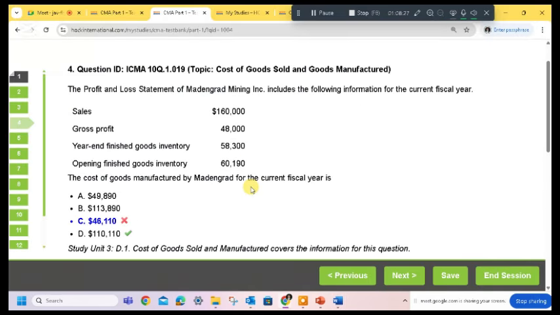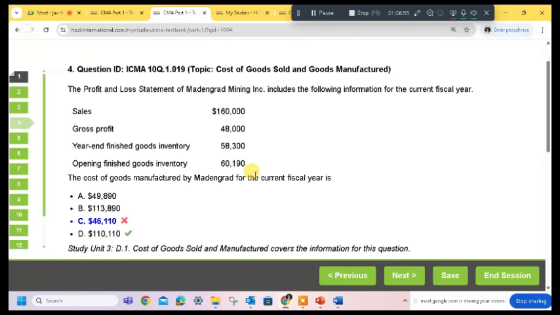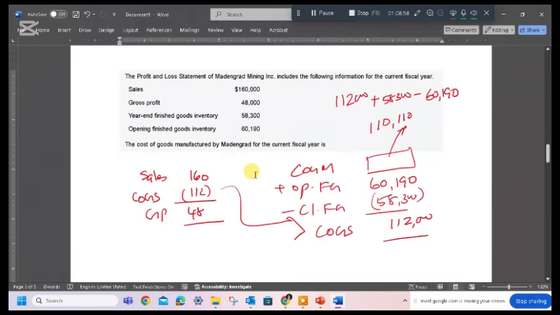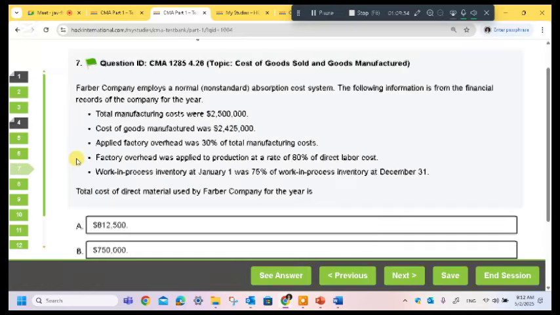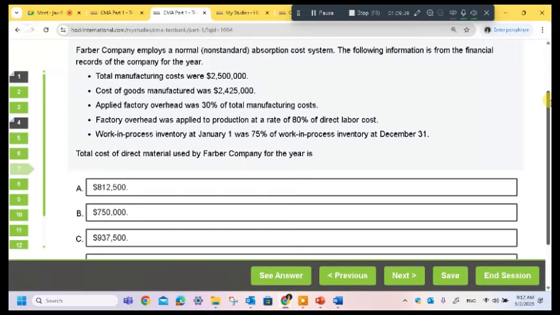Just one second. No, I made some mistake. The cost of goods sold needs to be taken, right? We took gross profit. 112,000 is the cost of goods sold. Check the answer and we'll come back. Yes, I made a silly mistake. You try this first.